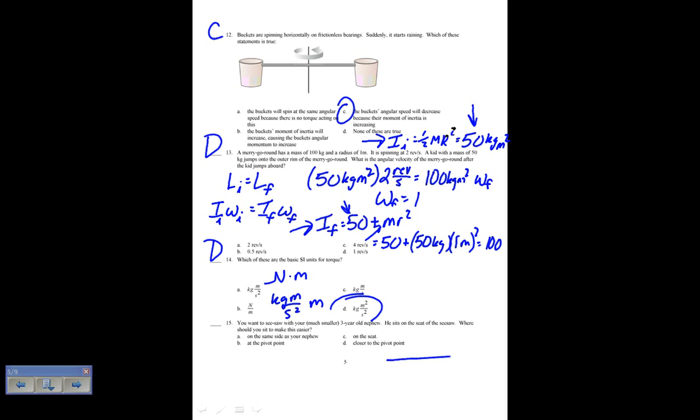You want to seesaw with your much smaller 3-year-old nephew? All right, here's your nephew. He sits on the seat. You have to sit there in order to balance to make it easier, so it's closer to the pivot point. That's D.